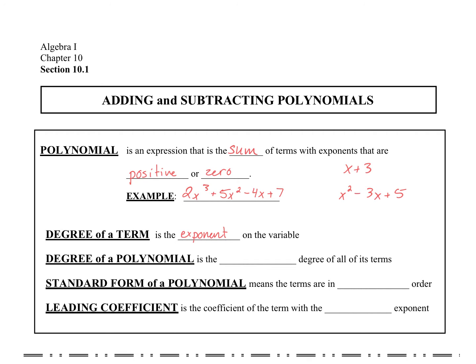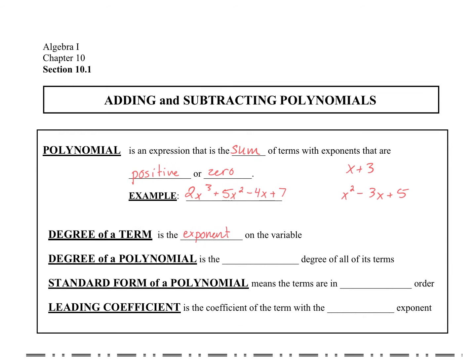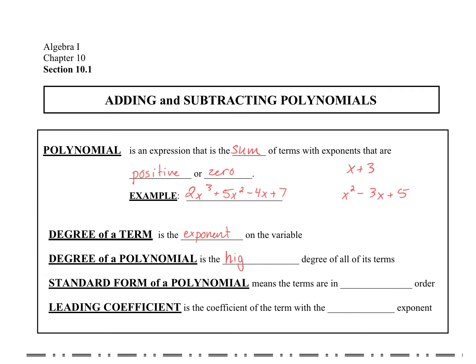We have 2x cubed, so the degree of this term would be 3. The degree of this term is 2. The degree of this term is 1. And then the degree of that last term is 0. And the degree of the polynomial, so we talked about the degree of each individual term, but the degree of the polynomial is the highest degree of all its terms. So this would be an example of a degree 3 polynomial.